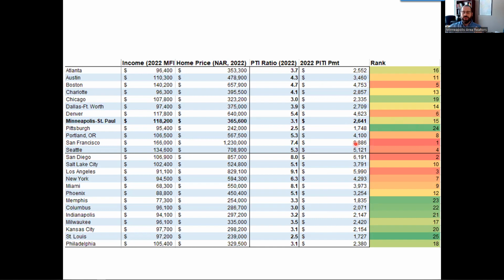Where are payments very high? San Francisco, $8,900 a month for the median priced home. $8,900. Who's number 2? San Diego at $6,200 a month. Who's number 3? Los Angeles at $6,000 a month.